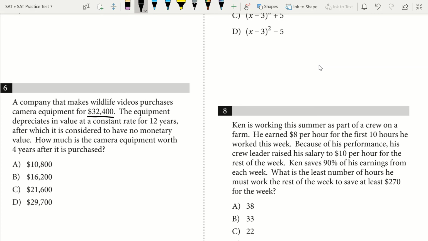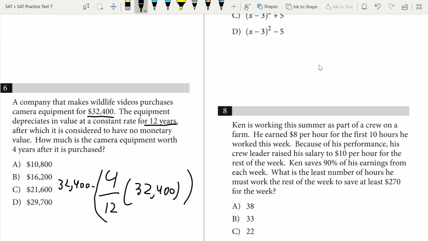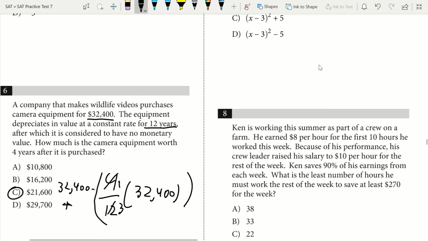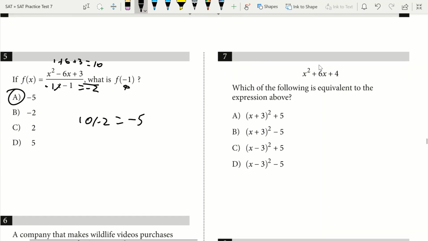Alright, question 6. A company that makes wildlife videos purchases camera equipment for $32,400. The equipment depreciates in value at a constant rate for 12 years, after which it is considered to have no monetary value. How much is the camera equipment worth 4 years after it is purchased? Alright, well, I know that I'm losing 4 out of 12 years in depreciation, right? So I get 4 out of 12 multiplied by my 32,400. That's how much I'm losing in value, and I'm starting from 32,400, so I have 32,400 minus 4 over 12 times 32,400. We can simplify this down to 1/3. If I'm subtracting 1/3, I'm going to have 2/3 of the value left, which will be about 21,600.